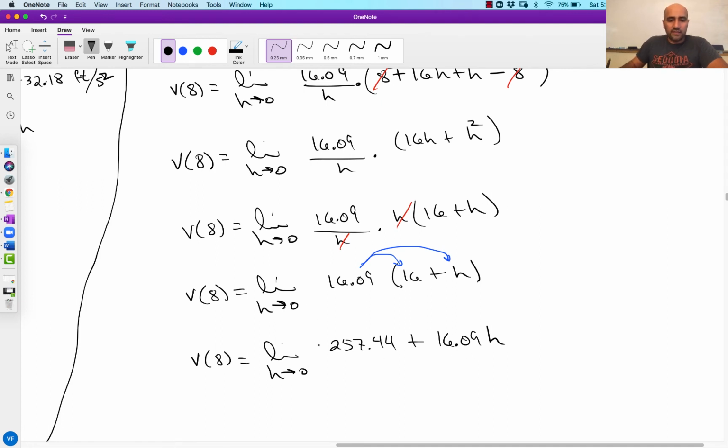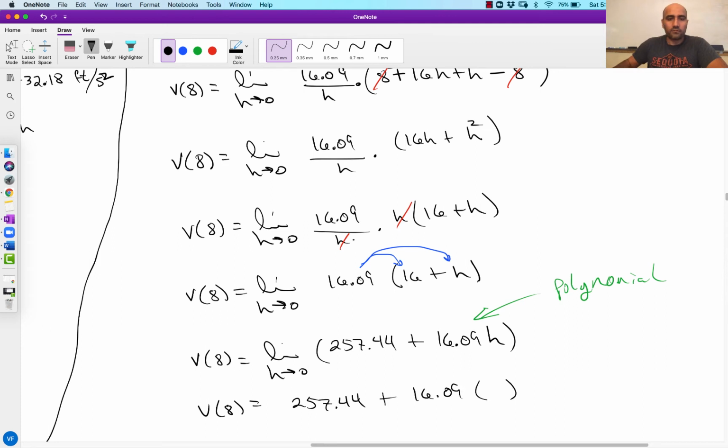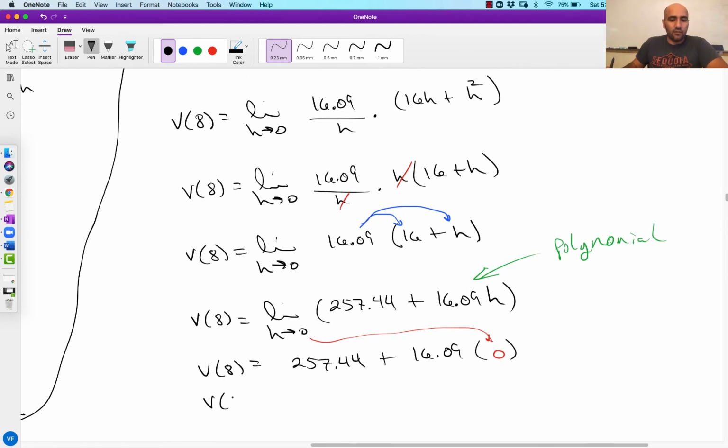and so finally, this is a polynomial, and we know that when we want to find the limit of a polynomial, we can just evaluate the polynomial, and that's equal to the limit. Right? We know our work from limits lets us know that this is equivalent just to evaluating the polynomial at that point. So if we put the 0 there, h times anything is 0, so the final answer here is just that v of 8 is equal to 257.44, and we know that this is feet per second.